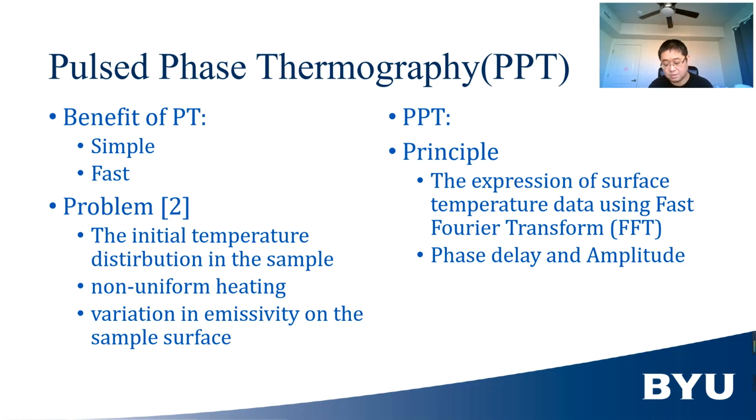So in order to solve this problem, we're going to use another method, pulsed phase thermography, PPT. The basic foundation of PPT is that any continuous signal can be expressed by a combination of vectors in vector space, and the vector here is Fourier theory. Because what our camera gets is discrete data, we are going to use the fast Fourier transform to obtain the result. What we get is a range of frequency components, each with its own phase delay and amplitude.